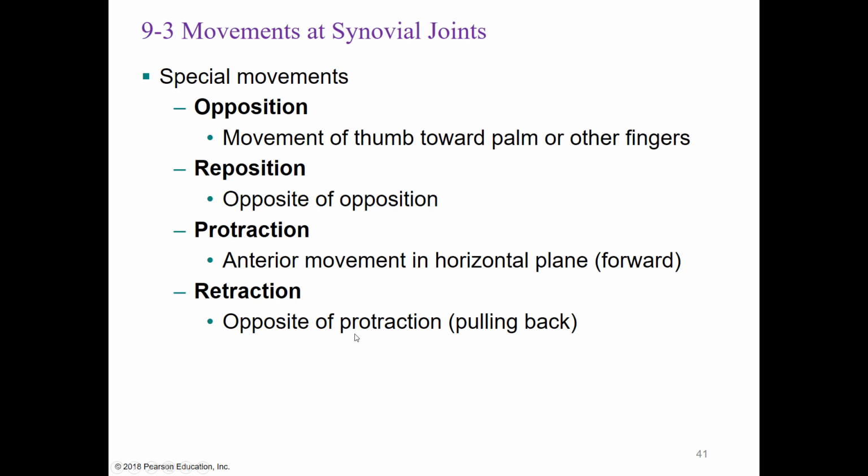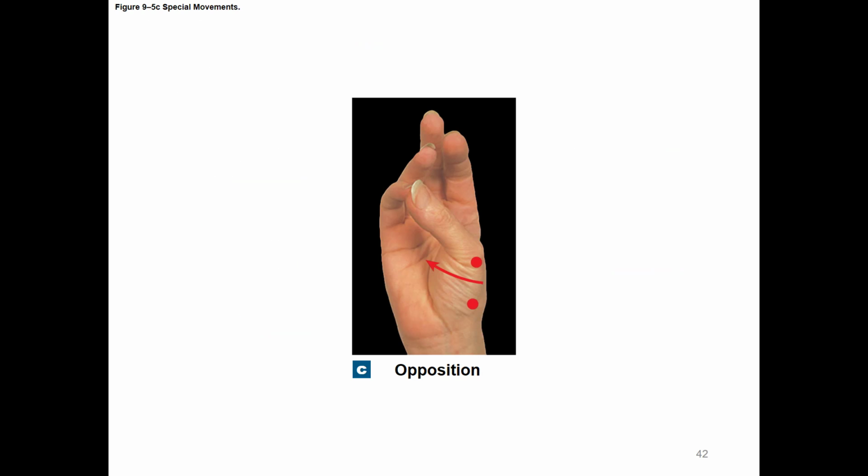Some other movements include the thumb and also using the jaw as an example. Opposition is the movement of the thumb toward the palm or other fingers. This is where we get the phrase opposable thumb from. And reposition is the opposite of opposition. So let's look at those. Here's opposition, taking your thumb and folding it across the palm.